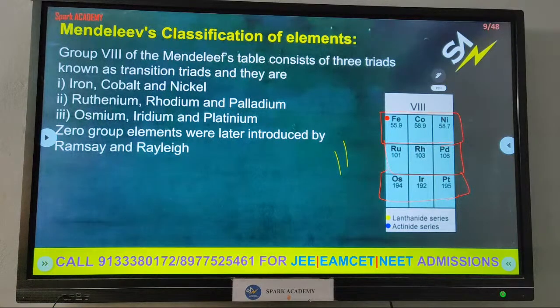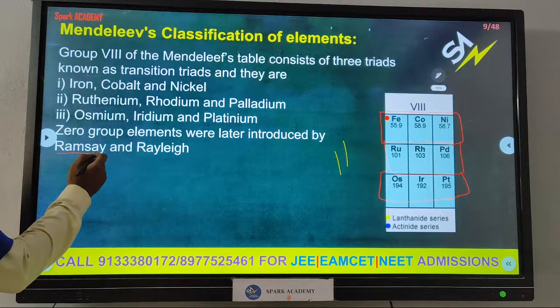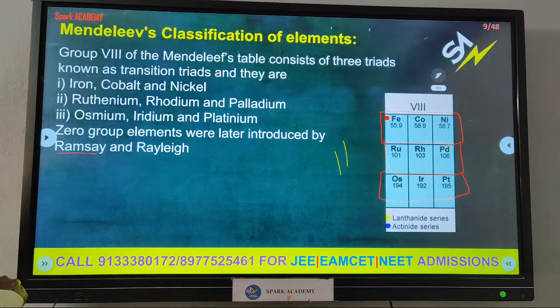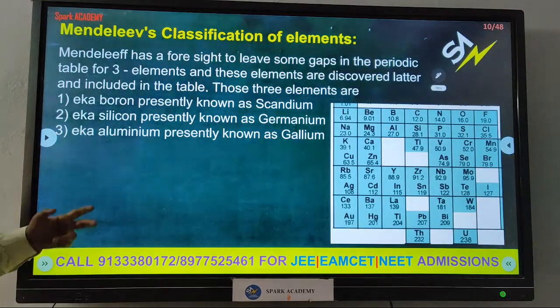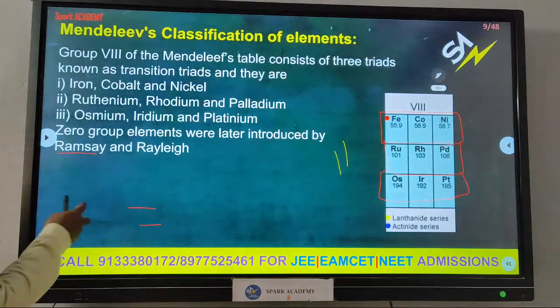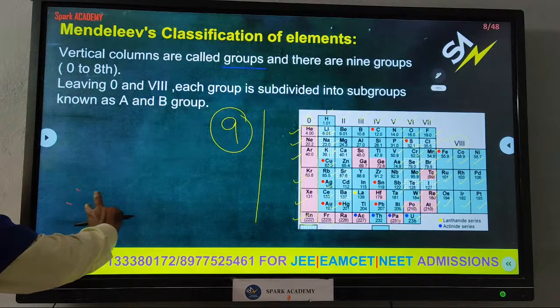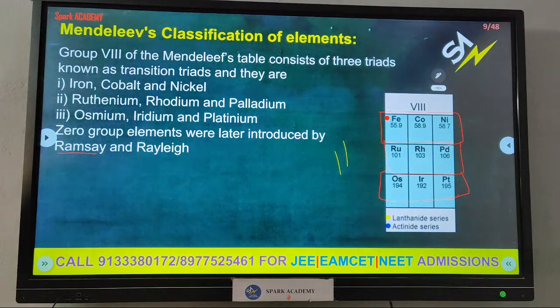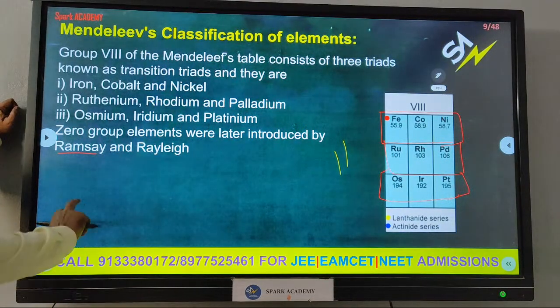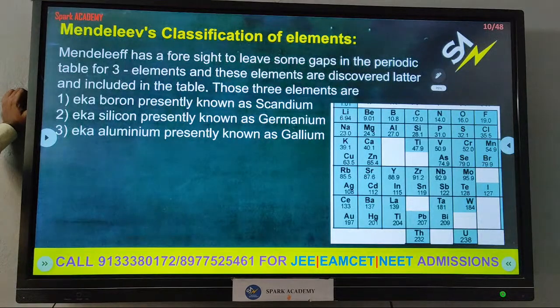But at that time he did not predict the zero group elements. Later, Ramsay and Rayleigh introduced the zero group elements. So at that time the place of the zero group elements was not given properly. Later, it was introduced by Ramsay and Rayleigh.